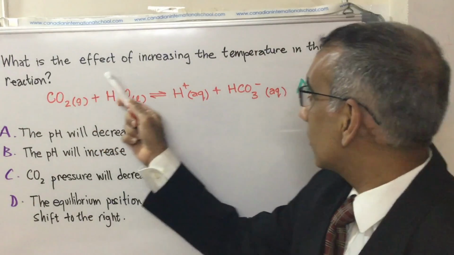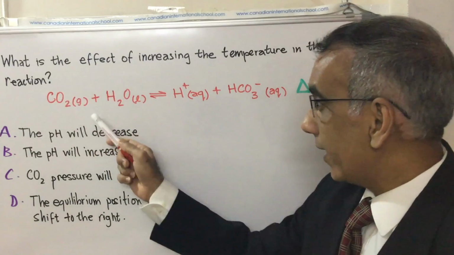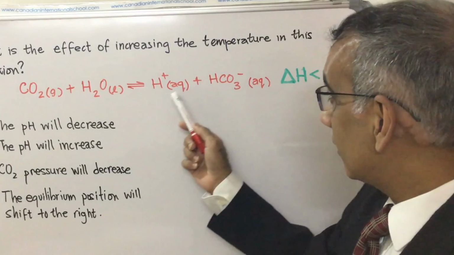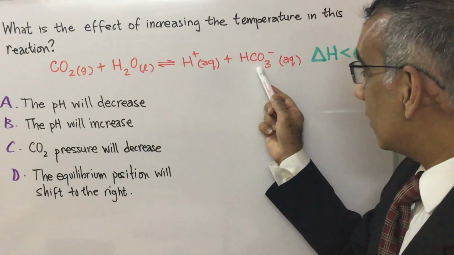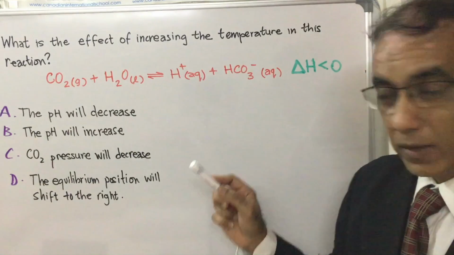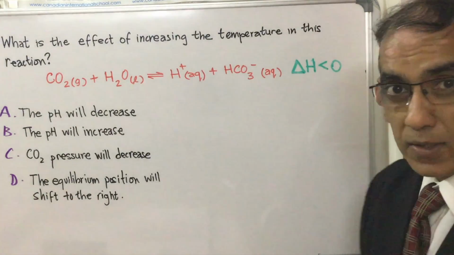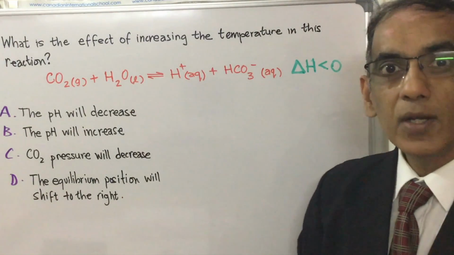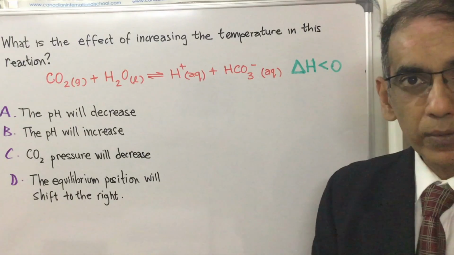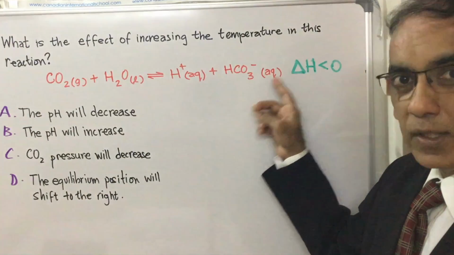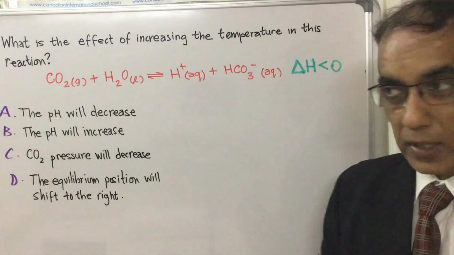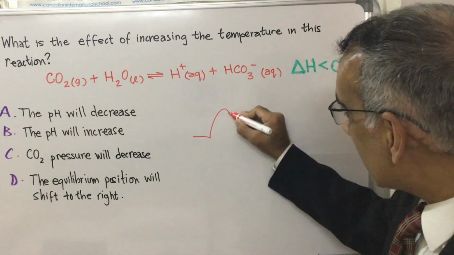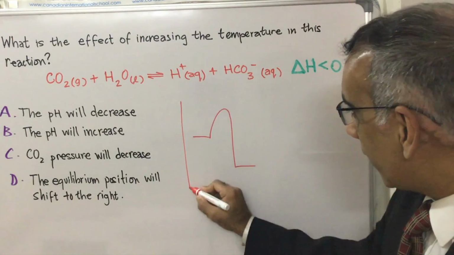What is the effect of increasing the temperature in this reaction? Here you have carbon dioxide gas being dissolved in water to form H plus ions and HCO3 negative ions. But the reaction proceeds with delta H less than 0. Delta H less than 0 means that this system is losing energy to the surroundings. So that's why the change in energy, delta H, the enthalpy change, is less than 0. It means we have an exothermic process for the forward reaction.